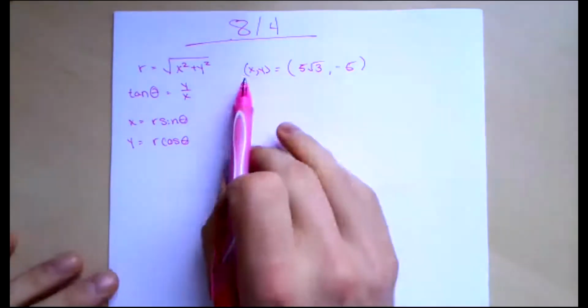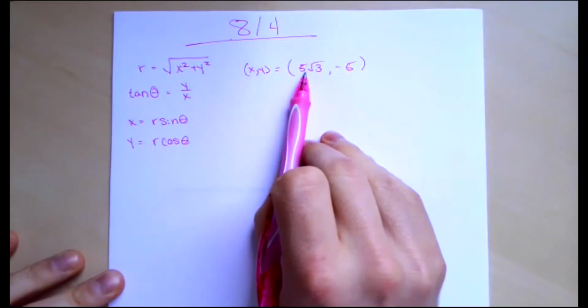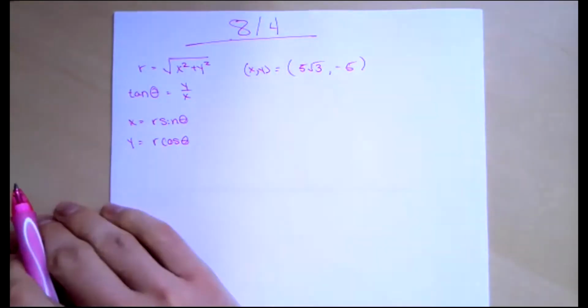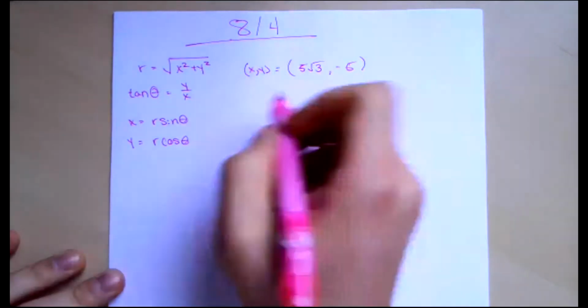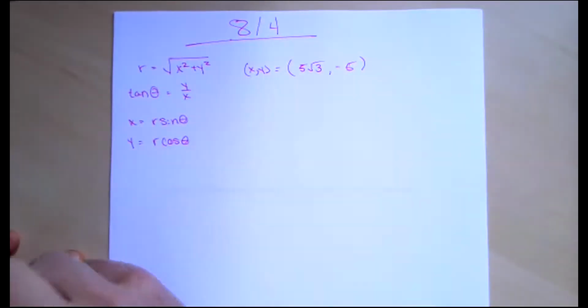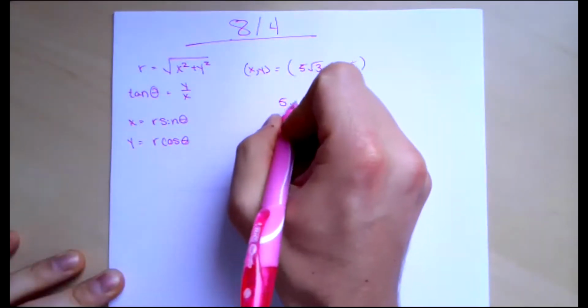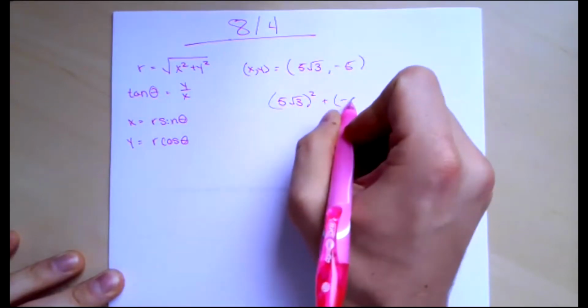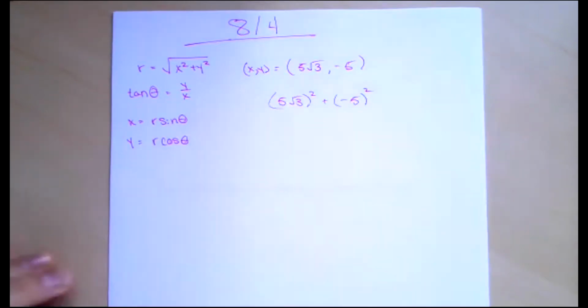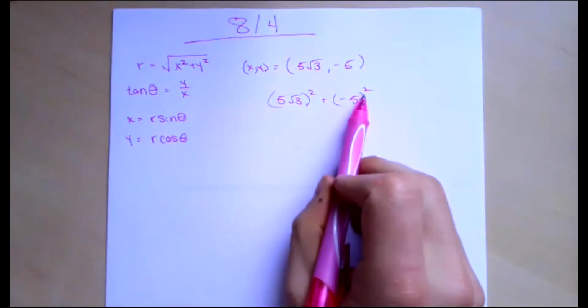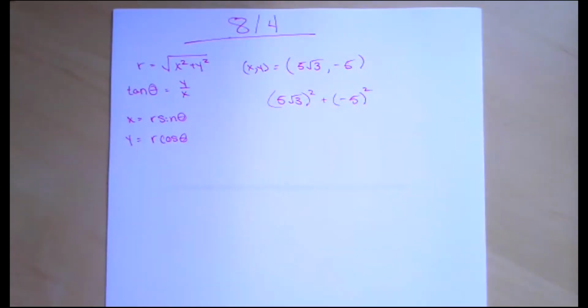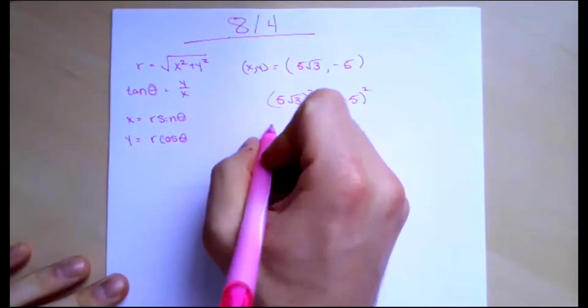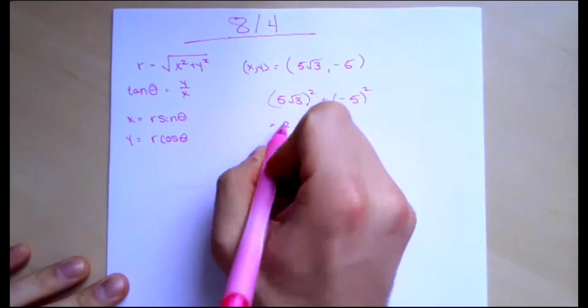So if we have a rectilinear point, 5 square root of 3, minus 5, the radius is easy, right? We just plug it into the radius formula. So it's going to be 5 square root of 3 squared. Negative signs almost never matter for finding the radius, because when I square it, we're going to get rid of that minus sign. So what does that equal?